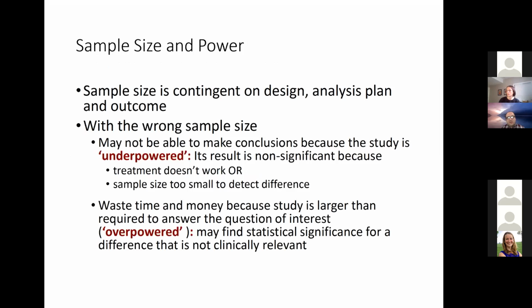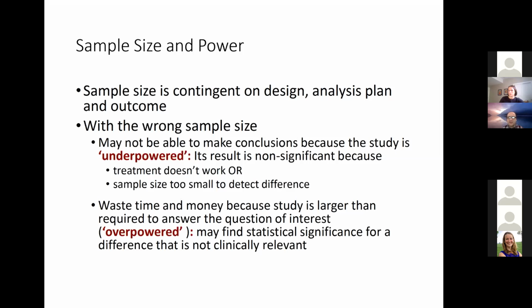So moving into sample size and power, which is key for designing any study. Determining the correct sample size is going to depend on a lot of things. It's going to depend on the study design. It's going to depend on the analysis plan, which means, are we doing a regression? Are we doing a t-test? What are we doing? And then, of course, it'll depend on the outcome in various ways. Is it a binary outcome? Is it continuous? Et cetera.